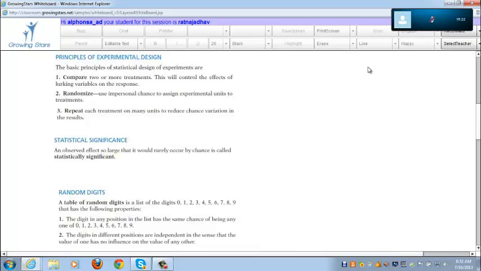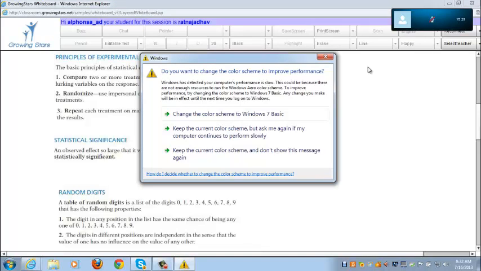So here what we do is first label the subjects. So this one we can label as 01, this one 02, 03, 04, 05.